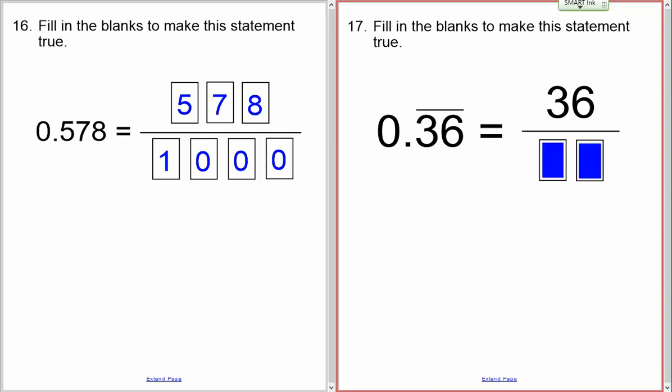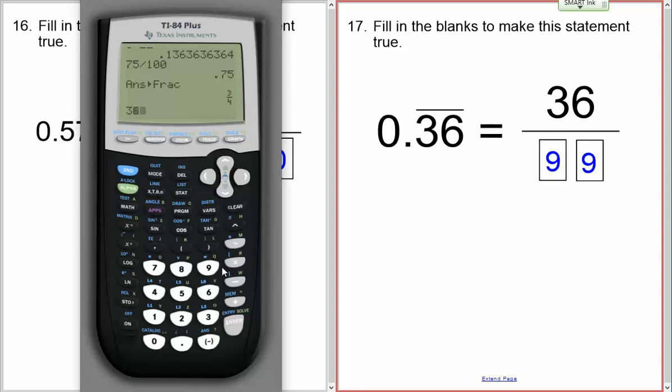Fill in the blanks to make this statement true. Okay. Well, if 2 digits repeat, then it's those 2 digits over 99. 36 divided by 99 is 0.36 repeating. There it is. So if you use the calculator, you just type 0.36, math, enter, enter. It gives you 9/25, but again, I didn't put 9 on top, so.